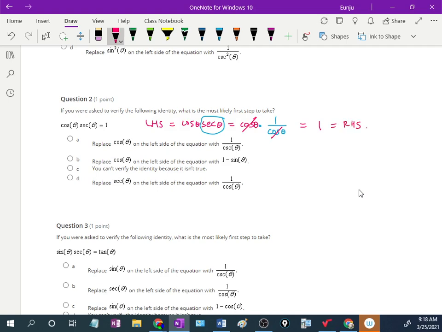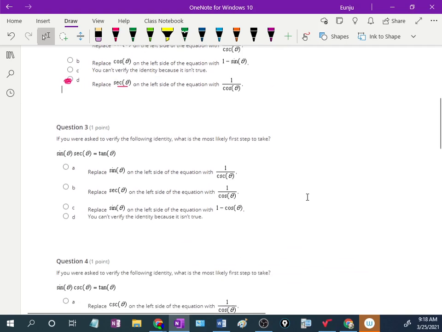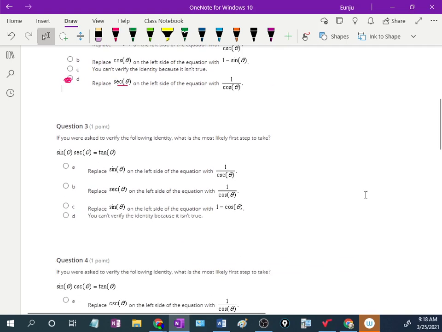So proof is done. So what will be the good thing to choose? We replace secant theta on the left-hand side with 1 over cosine theta. So that is the step, okay? Make sense? Oh, next problem. All right, question number 3.